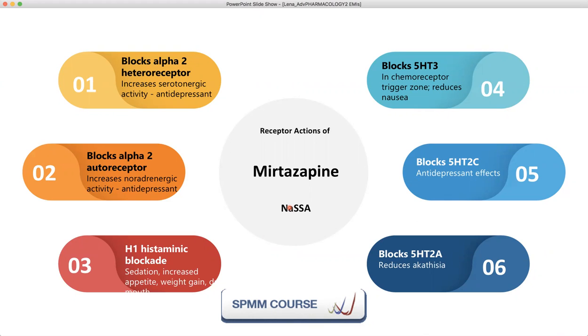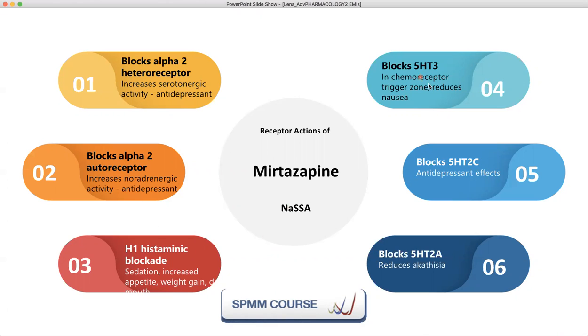Now the alpha-2 is also an autoreceptor. By blocking the autoreceptor system, the alpha-2 system, mirtazapine will also increase noradrenergic transmission. So both serotonergic and noradrenergic transmission are increased by mirtazapine, and these are the primary reasons for antidepressant effect. But it can cause weight gain by having an effect on the H1 histaminic system. It's an antihistaminic drug. It blocks the H1 receptor, and this can cause sedation, appetite increase, weight gain, and dry mouth as well, H1 blockade.